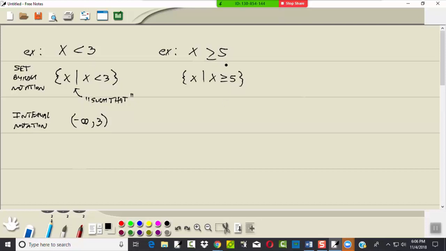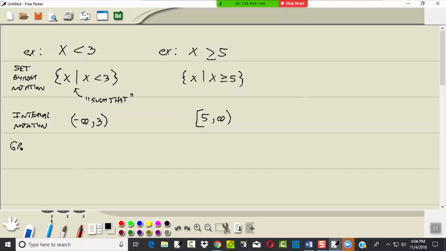Now, greater than 5. We'll have 5, and then we'll have an infinity. Greater than always has positive infinity on the right side. Less than always has negative infinity on the left side. Now we'll put a parenthesis here. You can never reach infinities. Now specifically, this is a greater than or equal to. There's a line underneath. If you have a line underneath, then it's a bracket. So that's how you tell. No line, parentheses. Line, bracket.